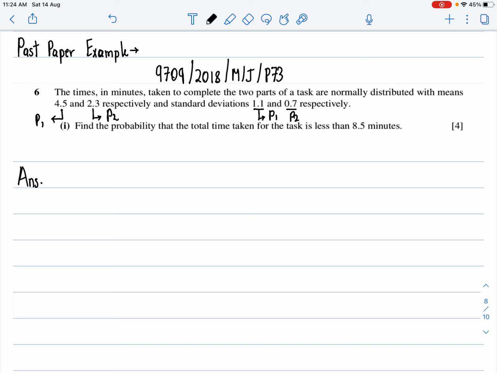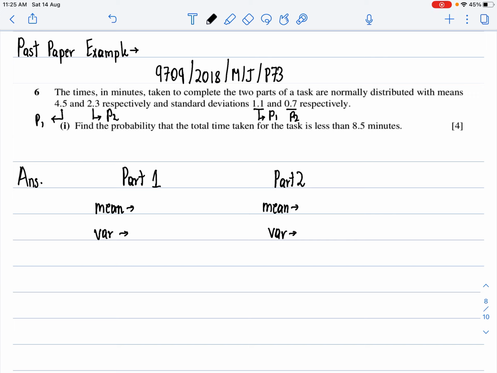First, write the information you have. You can write this as part 1 and you can write this here as part 2. You can write the mean here, and the variance here because you need mean and variance. And you can write the mean here and you can write the variance here, correct?